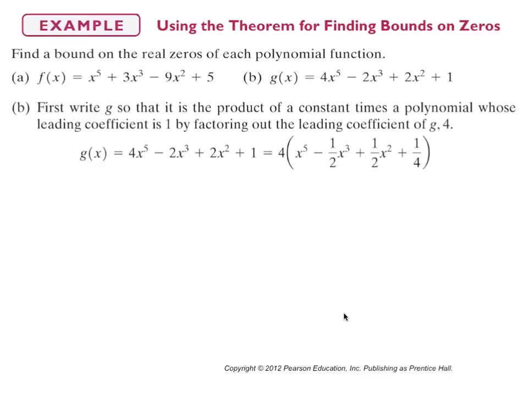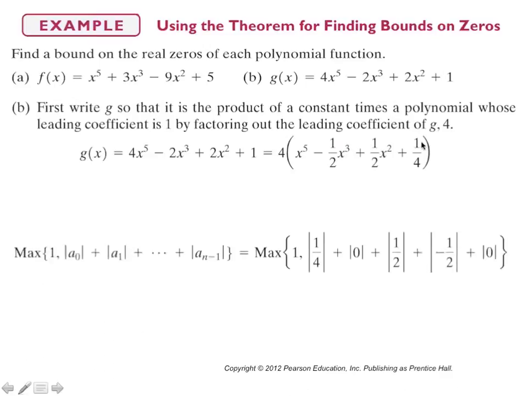All right, let's do another one. So for g of x, we have 4x to the fifth minus 2x cubed plus 2x squared plus 1. The first thing we want to do is write g as the product of a constant times a polynomial whose leading coefficient is 1, by factoring out our leading coefficient. So we need to factor out a 4. If we factor a 4 out of everything, we have 4 times x to the fifth minus 1/2 x cubed plus 1/2 x squared plus 1/4.